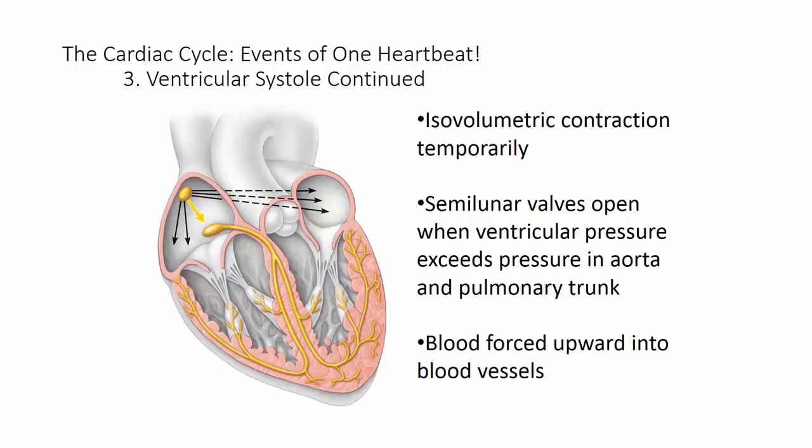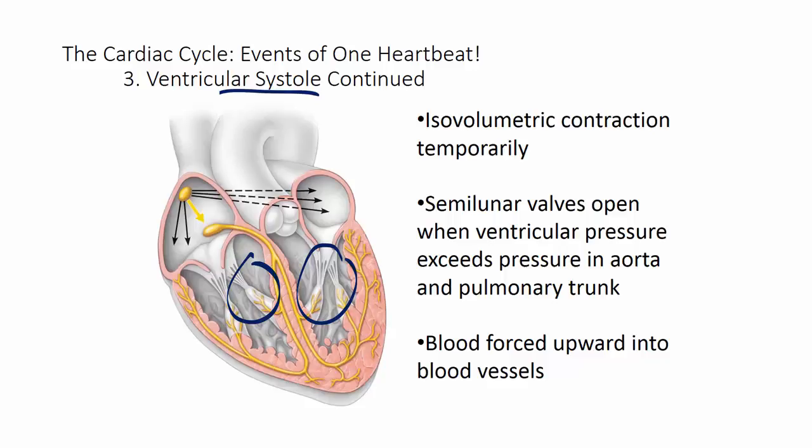Now, what's happening is you have in the third step, as this ventricular systole is continuing, you have what's called isovolumetric contraction. And so for just a split second, the ventricles are contracting and the blood is just remaining in the ventricles. It's not going anywhere. So iso means the same. So even though the ventricle's contracting, the volume of blood in the heart is remaining the same. It's not moving. It's not going anywhere.